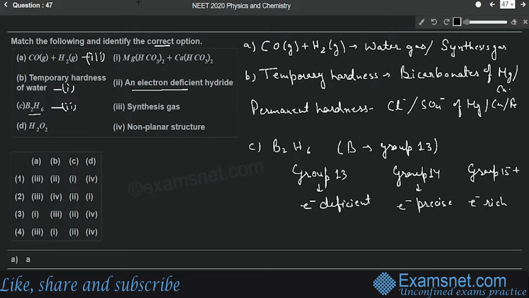Then the last one is H2O2. So the correct match will be number 4, non-planar structure. Okay, I'm writing it here, H2O2. So the structure of H2O2 is non-planar and it has open book-like structure. Okay, so it is something like this, H, O, O and then again H. So which will be the correct match? Number 4. This will be the correct match.